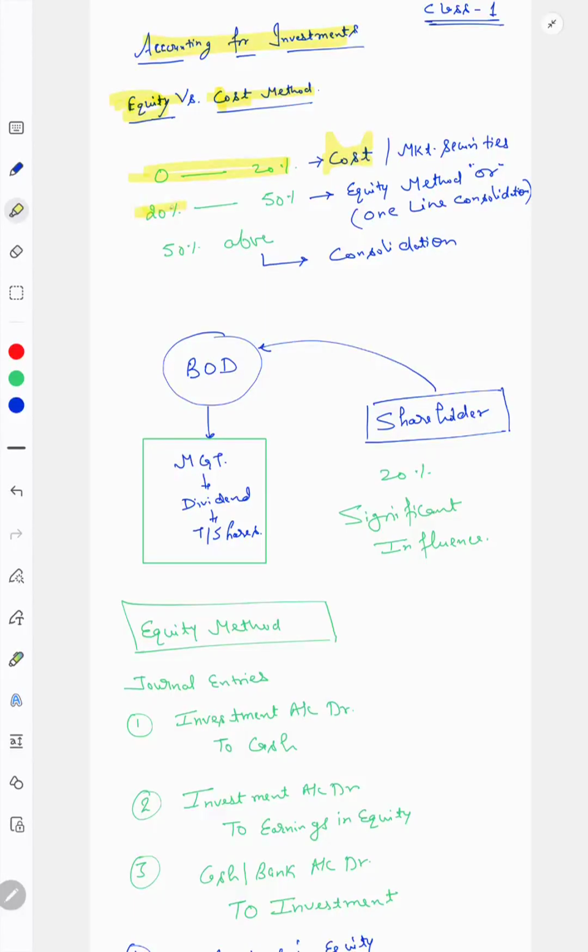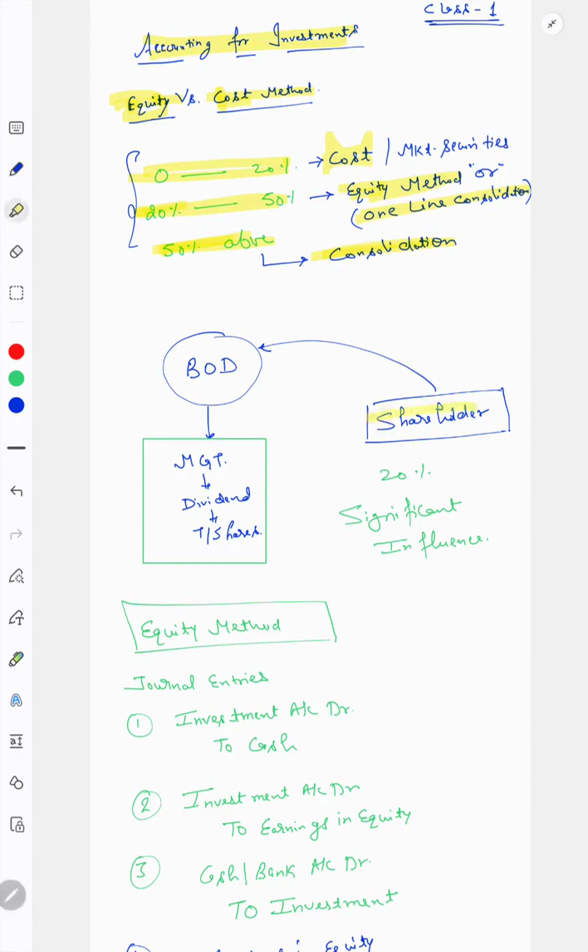If we have 20 to 50%, which is assumed to give a significant influence, then we have to use the equity method, which is also called one-line consolidation. And if we have more than 50% of the shares, then we do a consolidation. In today's session we'll cover the equity and the cost methods, where we'll understand the accounting entries and the concept.